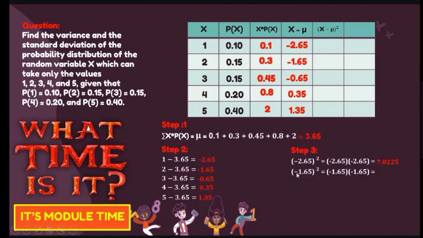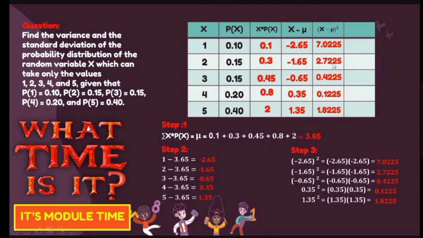Then next natin, itong part na to. So negative 1.65 raised to 2 is equal to 2.7225. Then negative 0.65 raised to 2 is equal to 0.4225. Then 0.35 raised to 2 is equal to 0.1225. Then 1.35 raised to 2 is equal to 1.8225. So transfer nyo lang siya for this given column, for the fifth column.